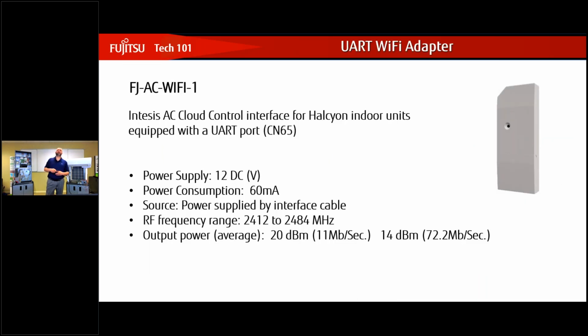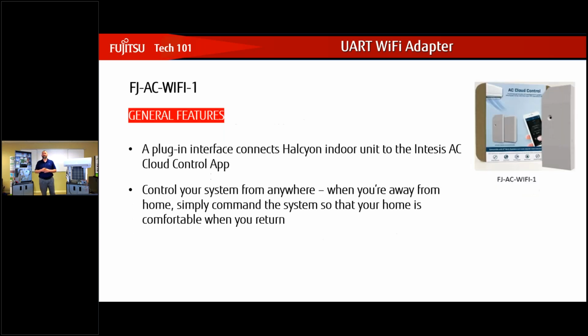Getting into the Wi-Fi, the FJAC Wi-Fi 1. This is an Intesis cloud control device. Basically plugs right into our board, uses a 12-volt power supply, 12 volts DC. Power supplied through the interface cable that comes with it. And basically that is going to allow you the ability to plug into the board and now control any number of our indoor units using the Intesis cloud control app.